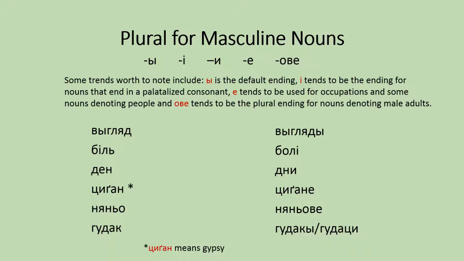Some masculine nouns have an alternate plural ending, such as the plural for chudak. Chudak becomes chudake, or alternatively, chudace.